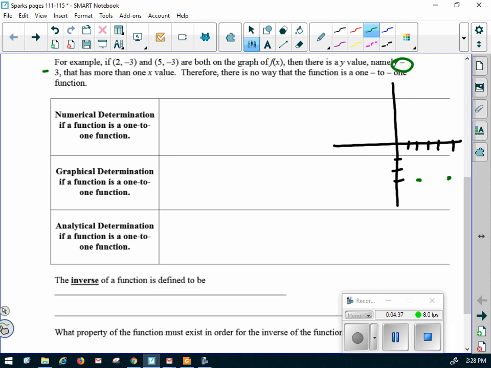Now, there's a little test. You know how the vertical line test tells us whether we have a function or not? A horizontal line test tells you whether we have a one-to-one function or not. We can abbreviate that HLT. So remember, a function passes the vertical line test. A one-to-one function passes not only a vertical line test, but also a horizontal line test.